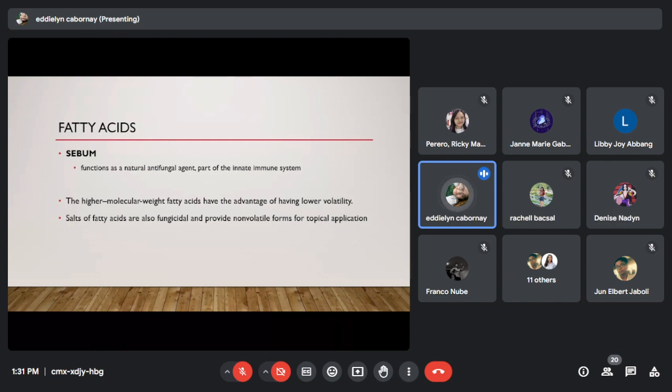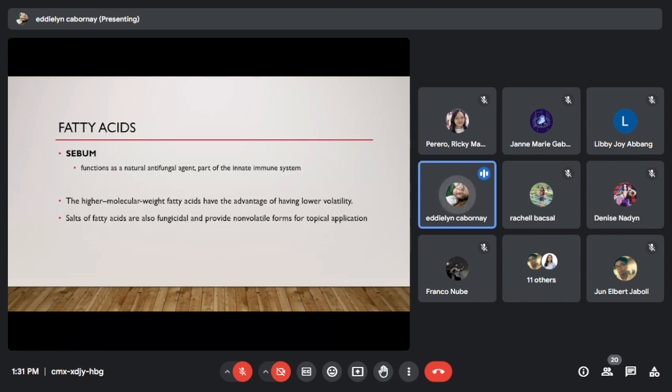Even if that part of your skin is sweaty, the fatty acid classification of treatment still has an effect as an antifungal treatment. Even if there is sweat. Again, what is the function of sebum? It is a natural antifungal agent, part of the innate immune system.